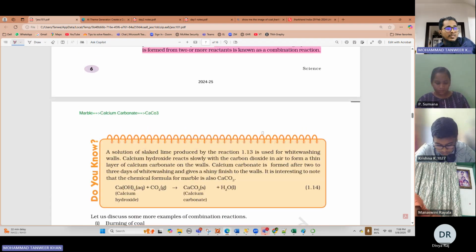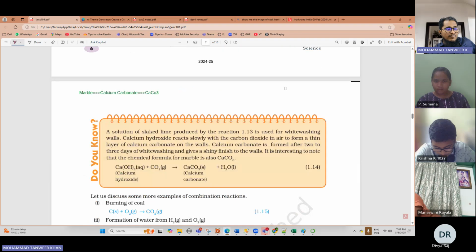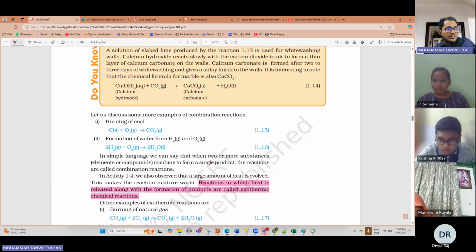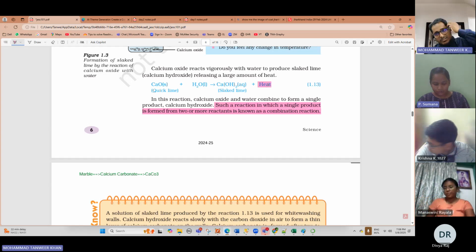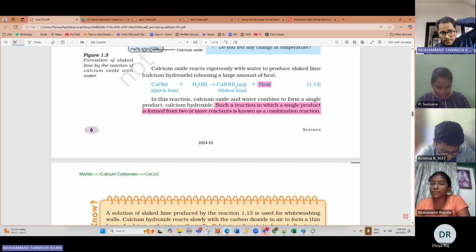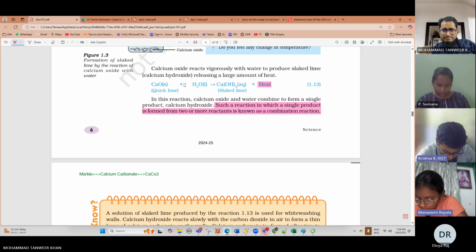So out of this, this is the first reaction, this is the second reaction, this is the third reaction. Which reaction is exothermic? The first one, sir. First one, because in the first reaction heat is getting produced. So this is an exothermic reaction. So now this is an example of two types of reaction: number one, combination reaction; number two, exothermic reaction. Clear? Yes, sir. Okay, good.